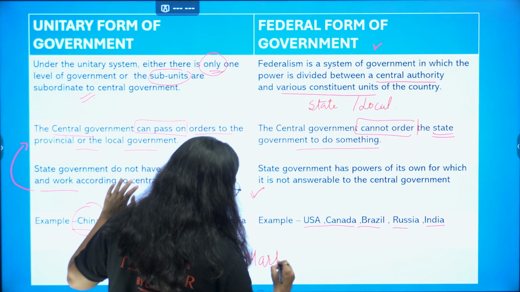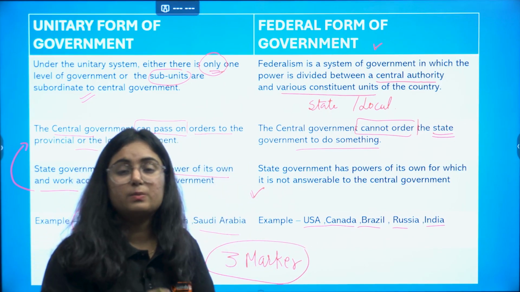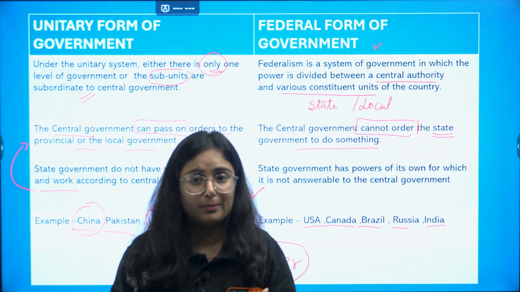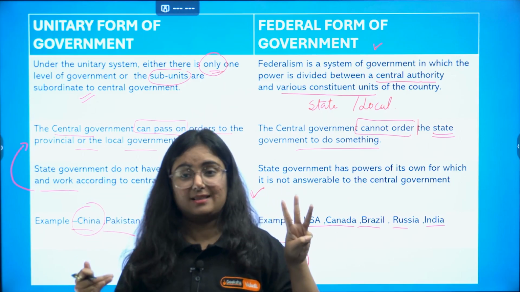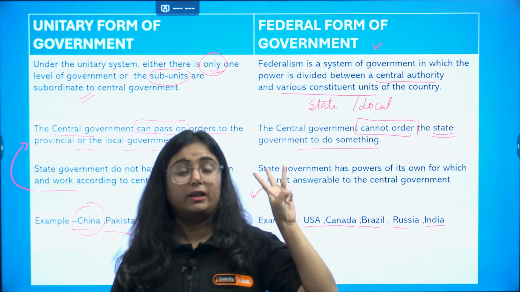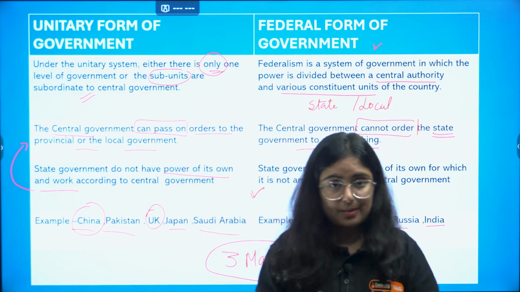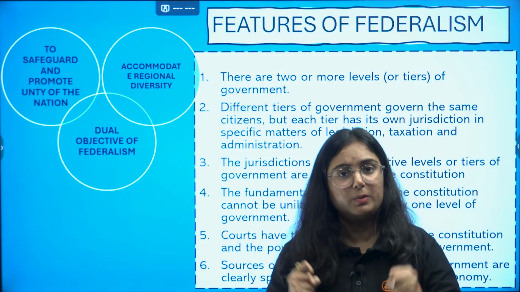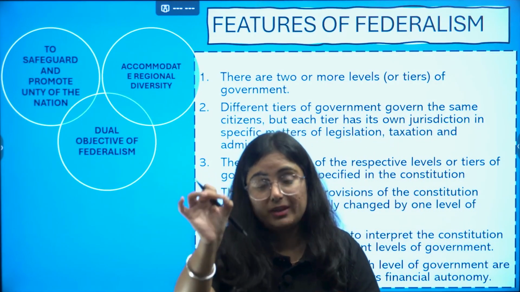This will come as a 3-marker question: write the difference between federal form of government and unitary form of government. Now pay attention, write 3 points and then an example. Again I am saying, write 3 points and then the example, because the example is not included as a point. So now we got the difference between unitary and federal. Again, I want to make clear what federalism is.